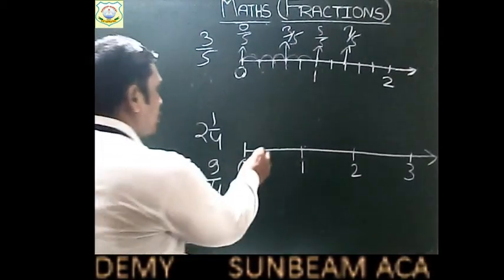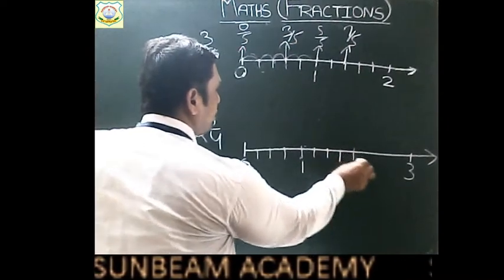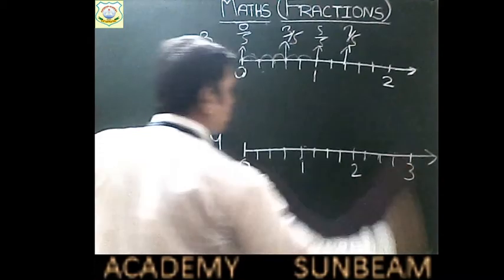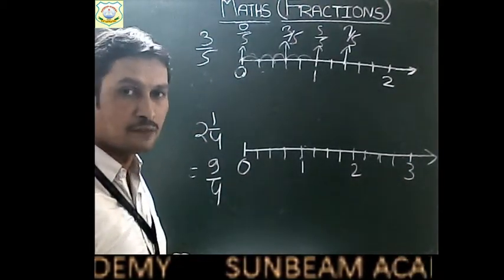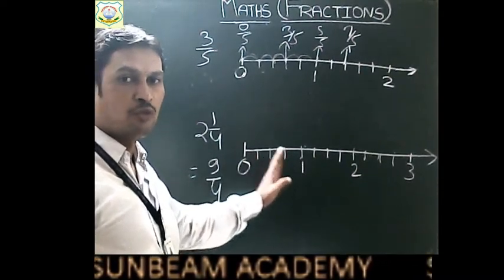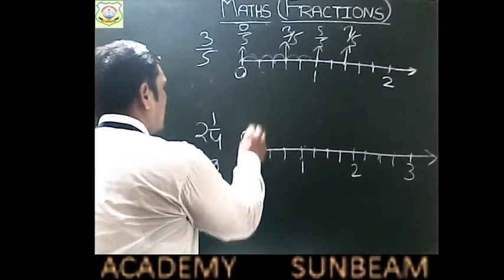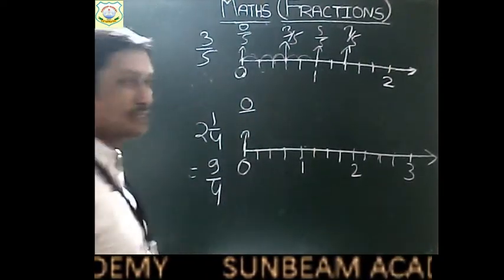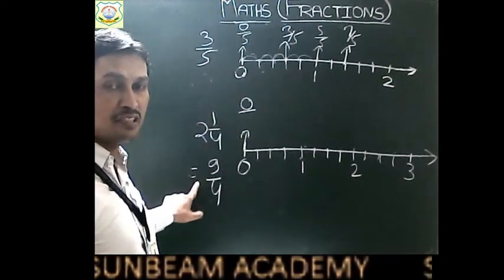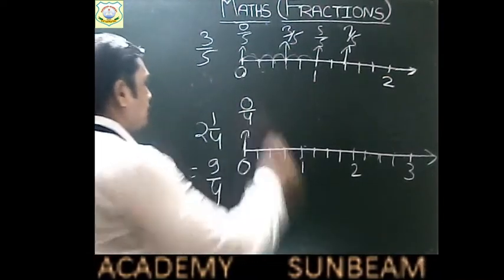Okay. So 1, 2, 3 and 4. Right, children? In this way. Now you can see 0 to 1, 1 by 4, 1 by 4, 1 by 4, 1 by 4. 4 times is there. 0 will be written as 0 by what, children? 5? No. Here the denominator is 5, but in this case the denominator is 4. So 0 will be written as 0 by 4.